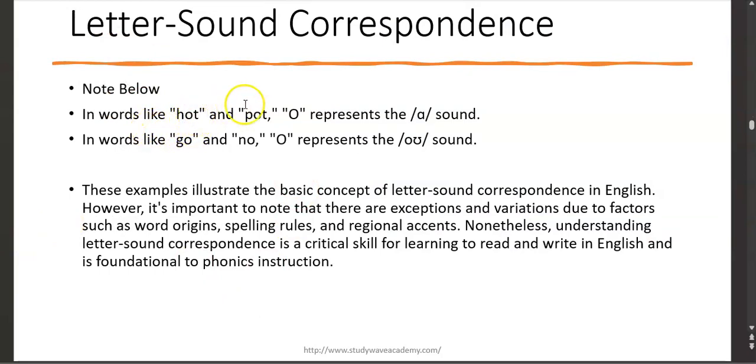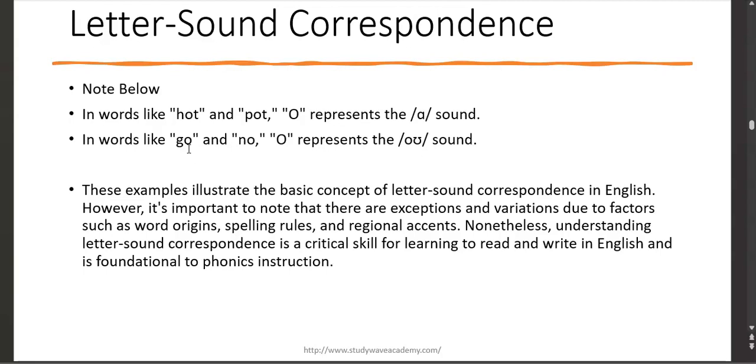We have hot, pot for the sound O. Go, no for the sound O. So hot, pot, go, no. You notice that one of them we pull. We'll just say pot, hot, okay? But this one will be go, no. It has like a U at the end, go, no. But the other one is just plain O, okay?